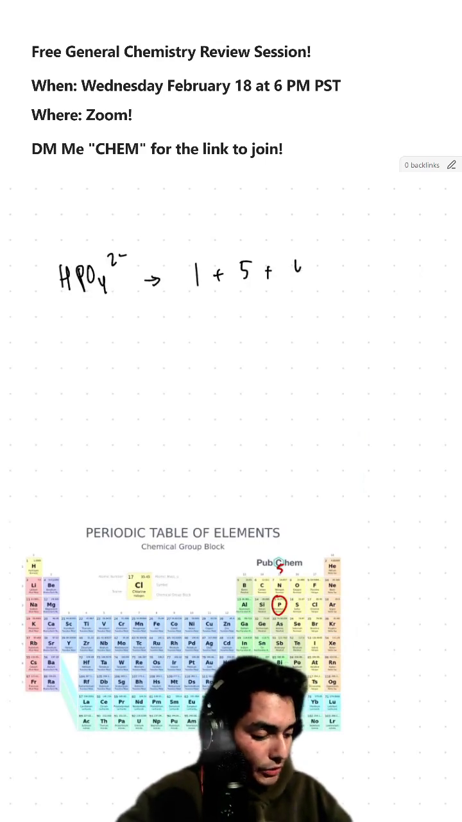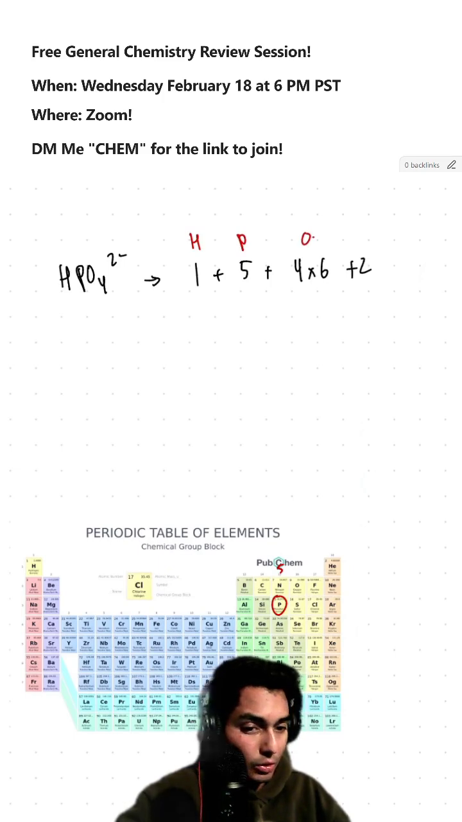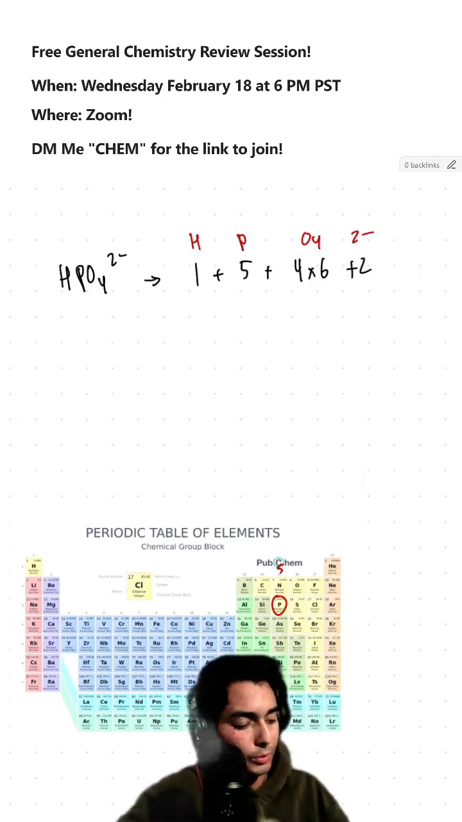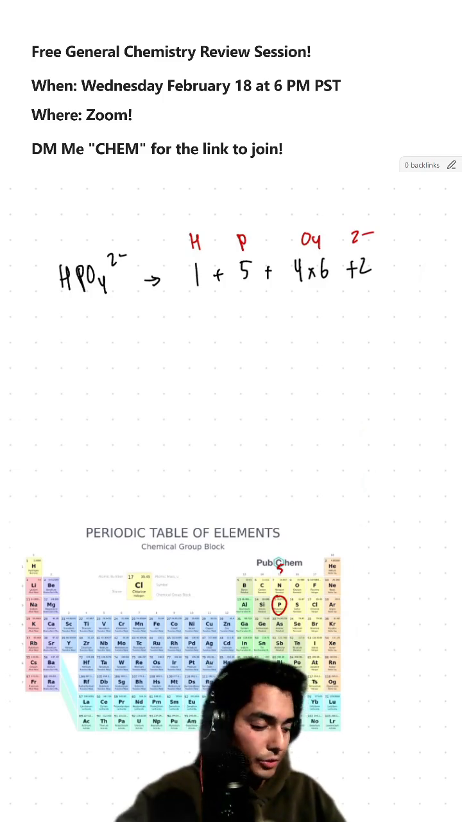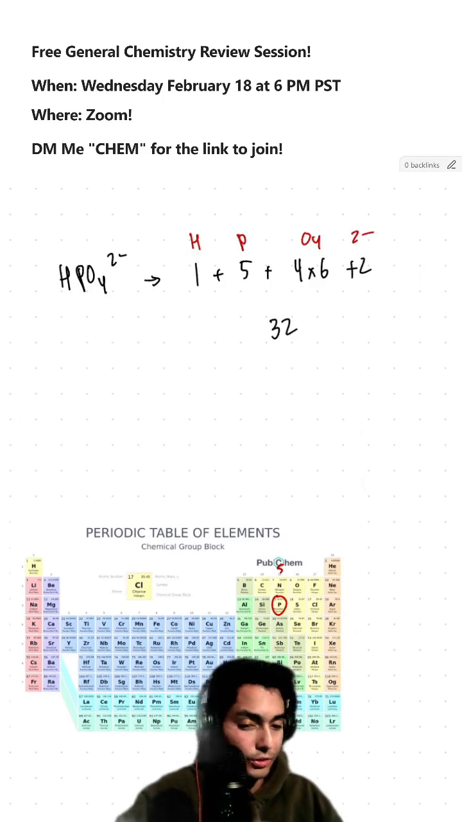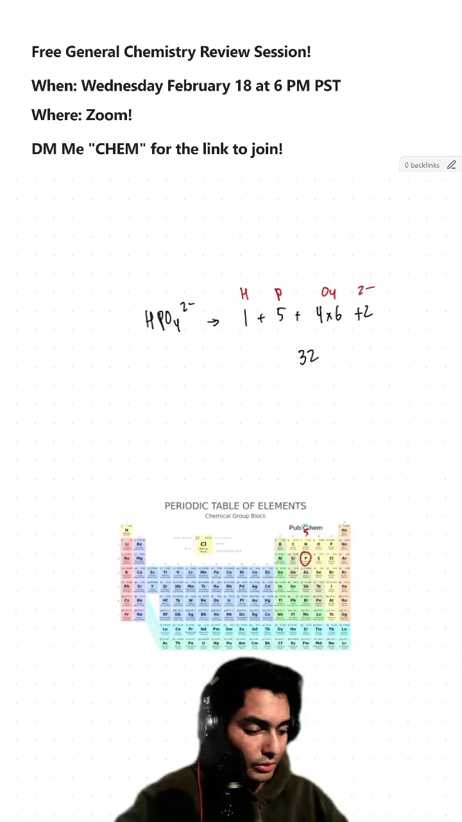Plus 4 times oxygen has 6, plus a 2. Okay, so that's going to be my HPO4 2 minus. So 1 plus 5 is 6, 6 plus 4 times 6, that's 6 times 5 is 30, plus 2 is 32. Okay, so I have 32 valence electrons.